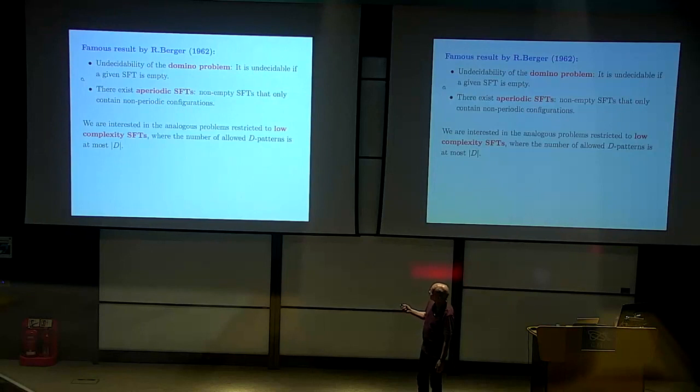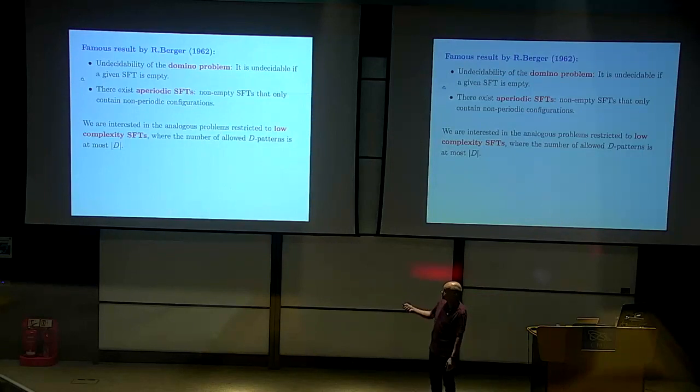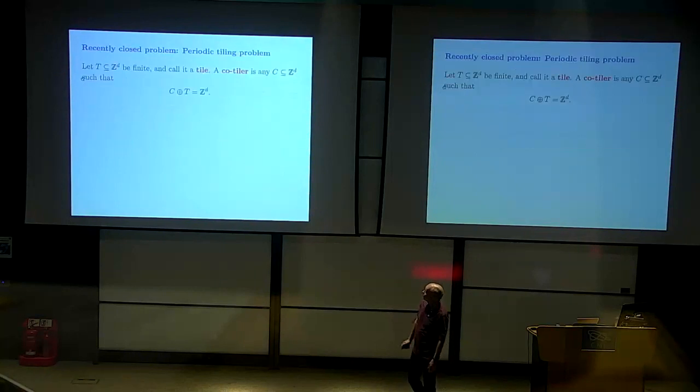And I'm interested in the same questions, but in the setup of low complexity SFTs. So the number of patterns that you are given, the allowed patterns, is small, at most the number of cells in your shape. And the same questions: does there exist an aperiodic SFT that would be low complexity? What about the domino problem? Is it decidable or undecidable in this setting, when the number of patterns is sufficiently lower than the size of the shape?